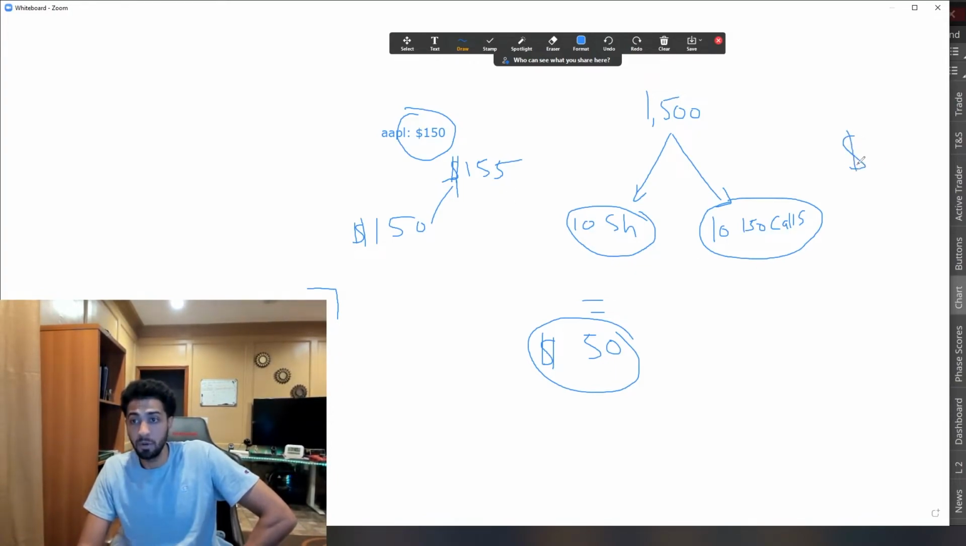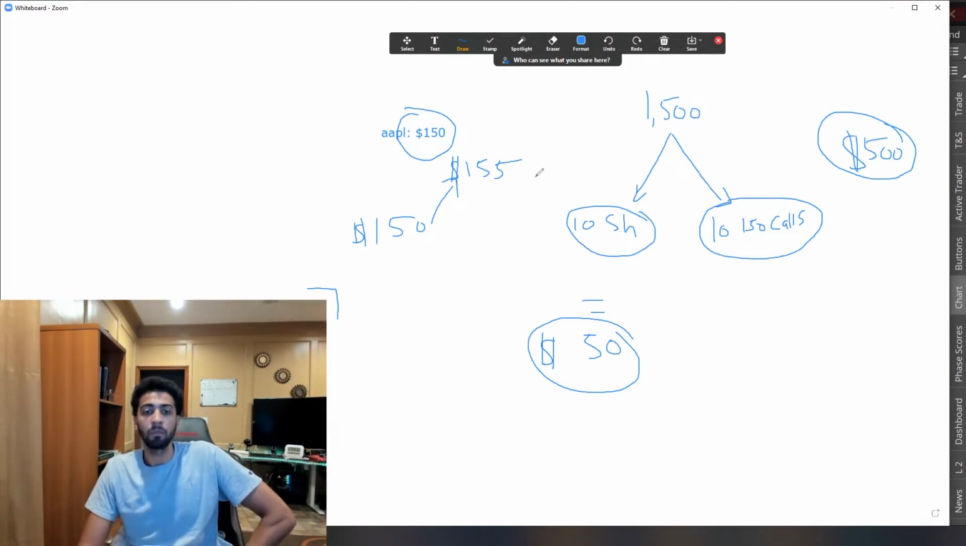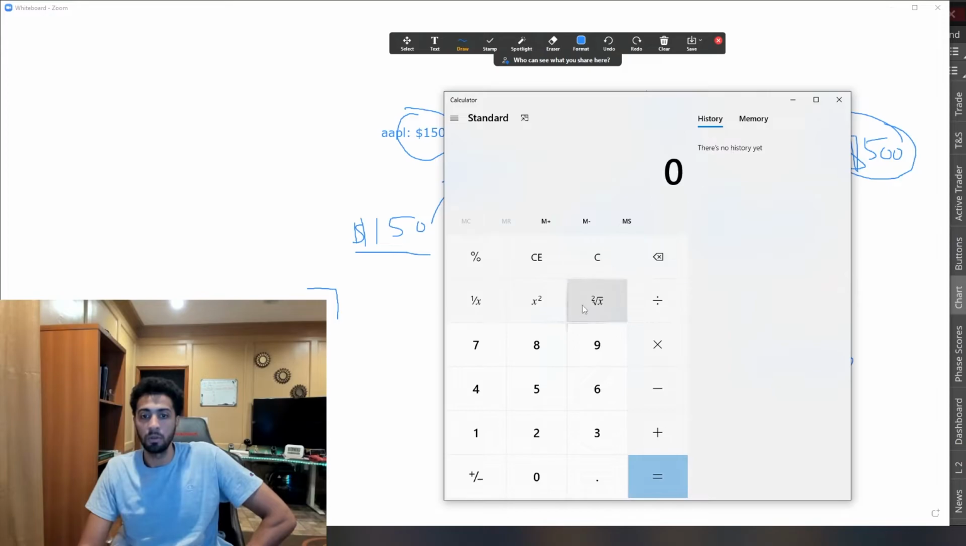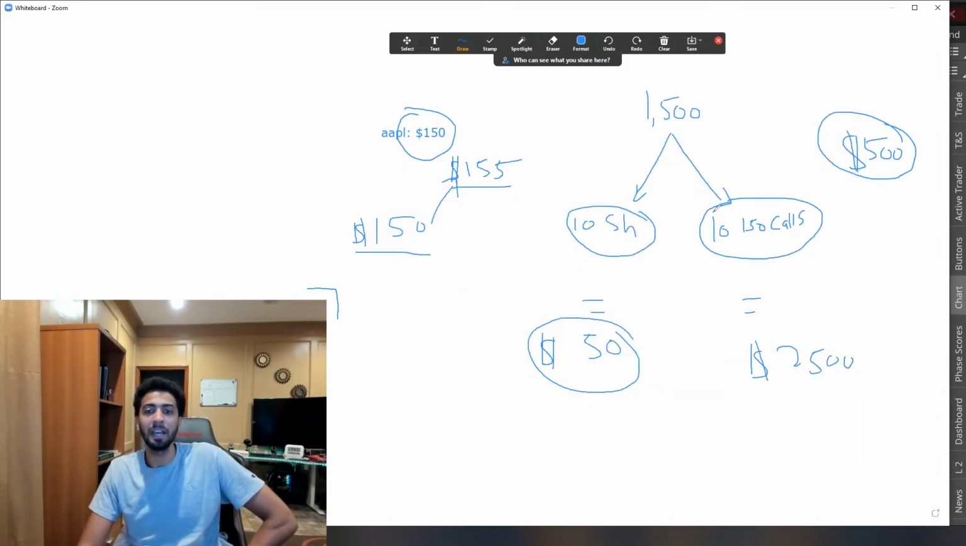$500 for every dollar that Apple moves. So if you buy 10 calls and then Apple goes from 150 to 155, you're actually going to end up making about $2,500. Now, if you do the math on that, 2,500 divided by 50, that's 50x. Now, this is what I call a 50x multiplier.